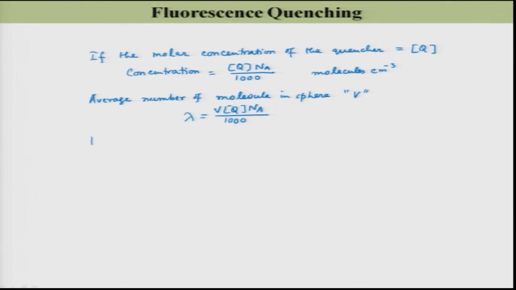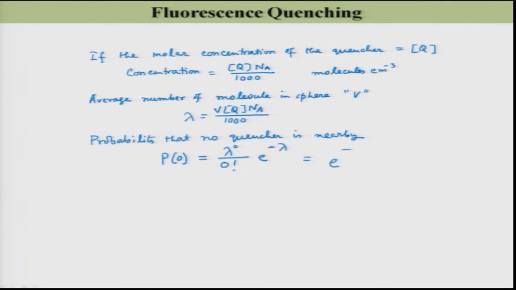Now, if I want to calculate the probability that no quencher is nearby, right. So, now you see, the probability that no quencher is nearby, according to the Poisson distribution, is P 0, which is equal to lambda to the power 0 by factorial 0, into e to the power minus lambda. So, I can write this as e to the power minus V Q N A divided by 1000.